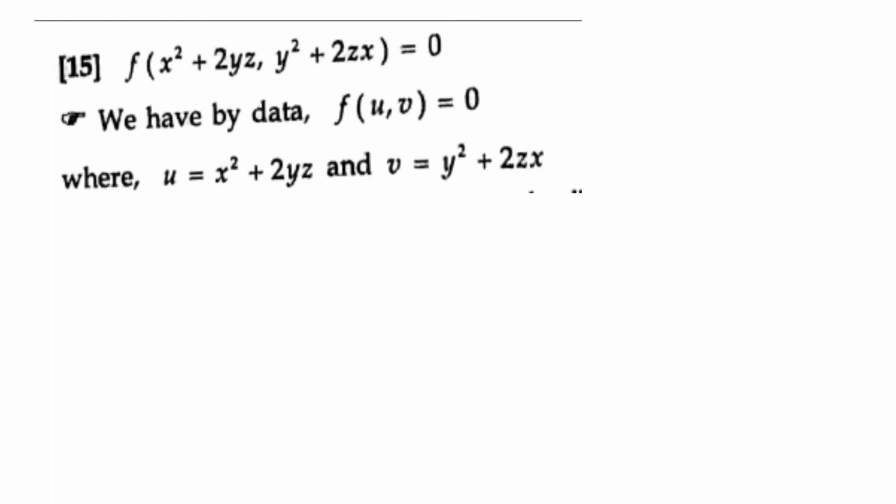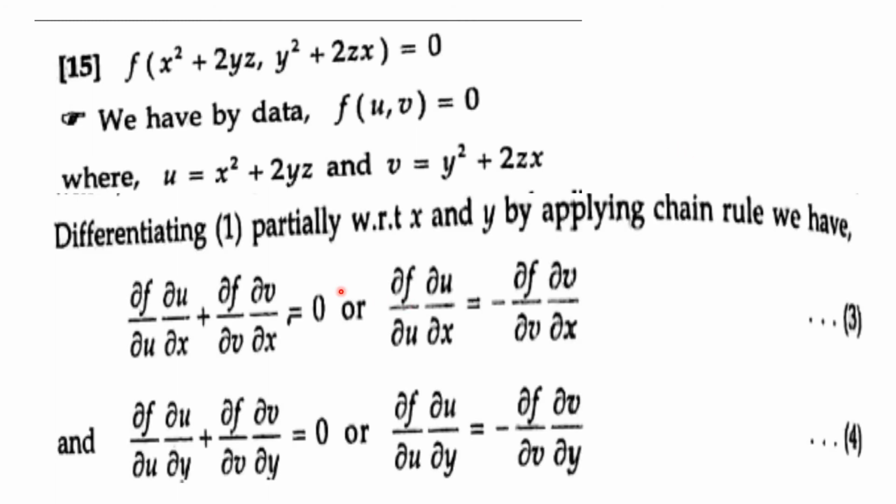Next, we'll differentiate equation 1 and 2 partially with respect to x and y by applying a chain rule. So you have f as a function of u and v, and u and v are functions of x, y, z, where z is a function of x, y here. So apply a chain rule. So you get dou f by dou u into dou u by dou x plus dou f by dou v into dou v by dou x equal to 0. Or take the second term to the RHS. So that will be minus dou f by dou v into dou v by dou x. Okay, so you denote it as equation 3.